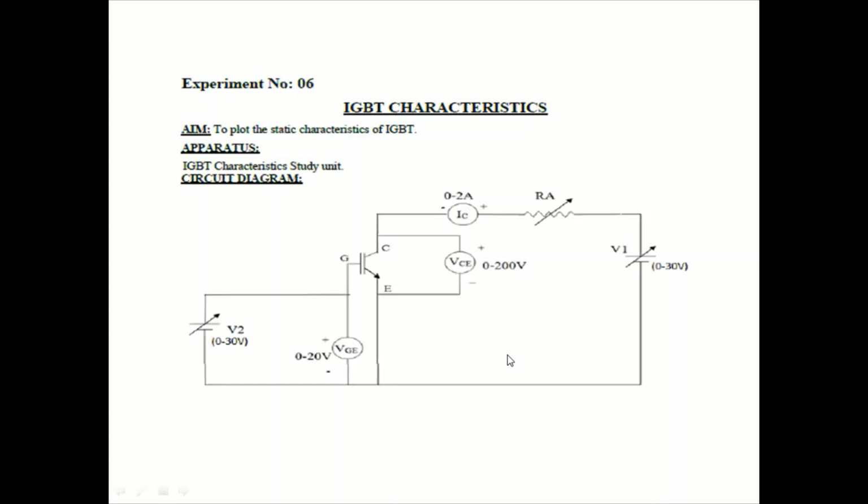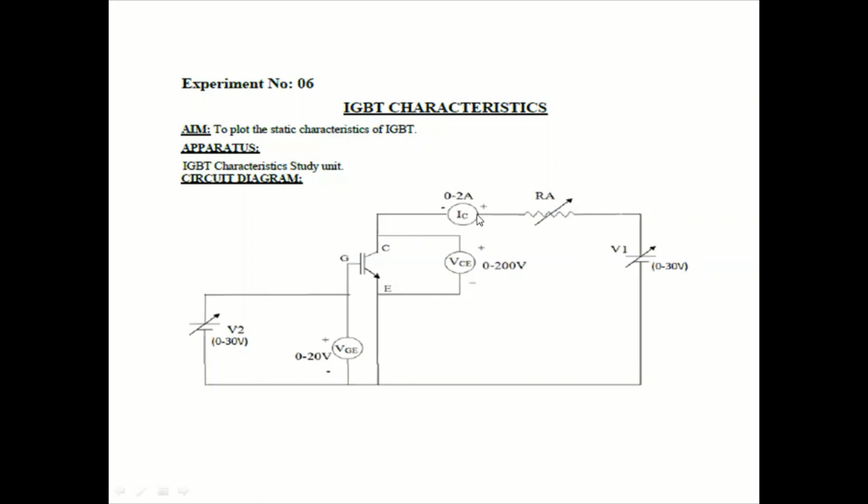So this is a circuit diagram for carrying out the experiment. As you can see, there is a voltage source here to drive the current through the load RA, and obviously we are driving the current through the load RA through this IGBT. So the current flow is from the collector to emitter of the IGBT.